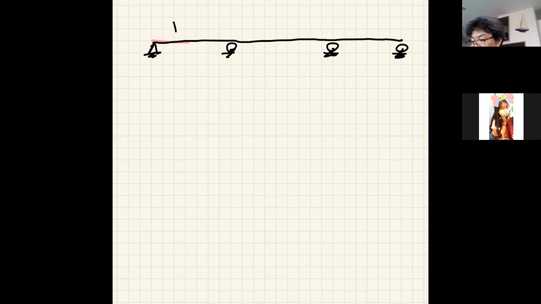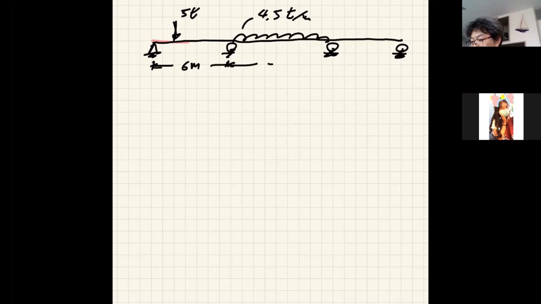And you have a point load here, 5 tons, and you have the uniform load here, 4.5 ton per meter. Okay, and I believe the span length is 6 meters, 7.5 here, and 4.5 here. Okay, the I is constant. All right, so let's focus on the relative stiffness first. Now you should know that I'm going to call this A, B, C, D, right?